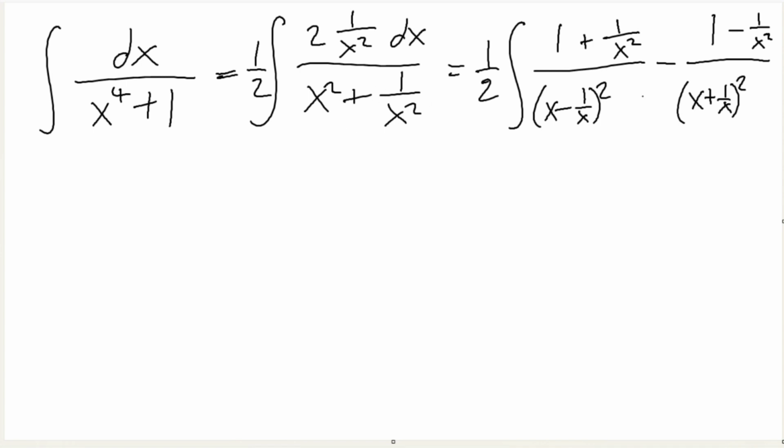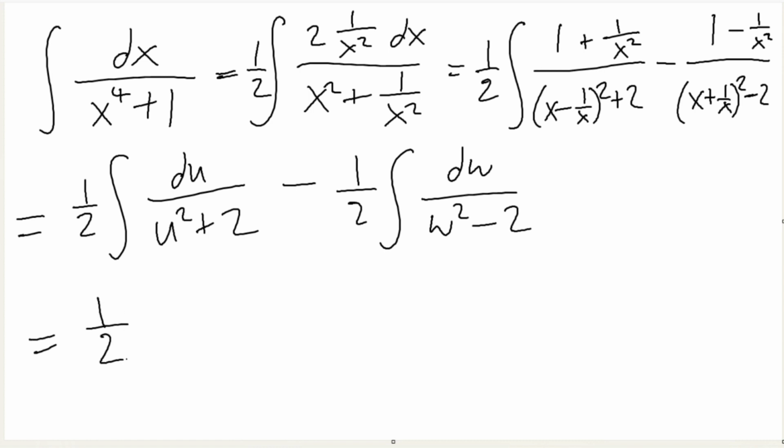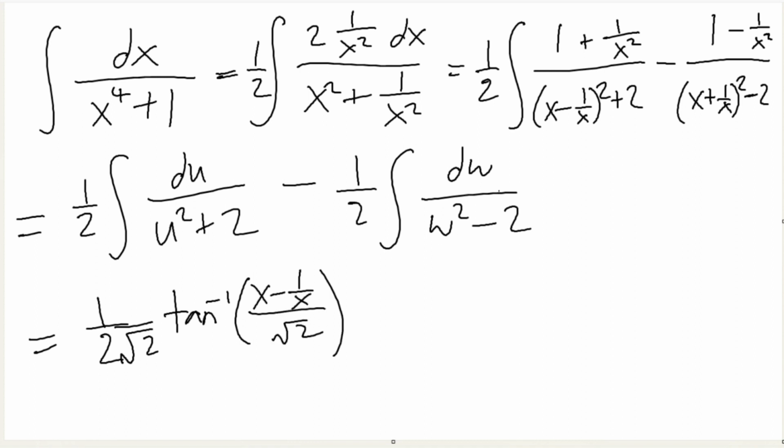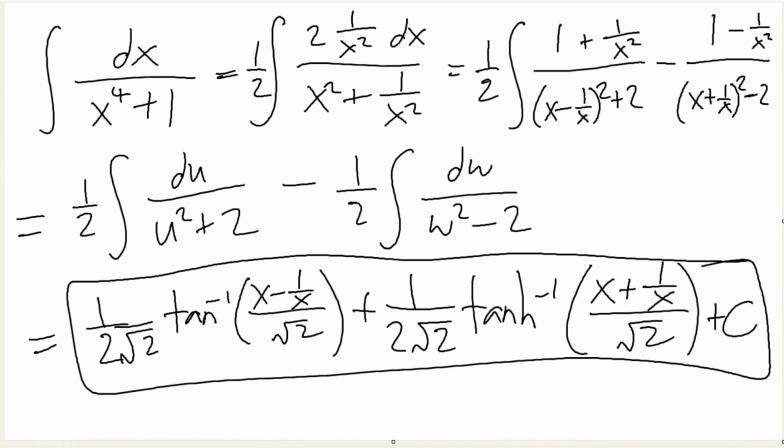For this, I need minus 2 plus 2. Here, I need a plus 2 minus 2. Okay, so now we have a half of du over u squared plus 2 minus a half of dw over w squared minus 2. And this is all equal to, let's see, root 2 of inverse tangent of u, which was x minus 1 over x, over root 2. And then here, the negative cancels out for the inverse tangent. So we get half of 2 over root 2 inverse tangent of x plus 1 over x over root 2 plus c. And that is our answer.